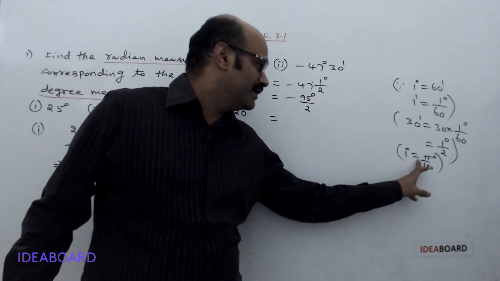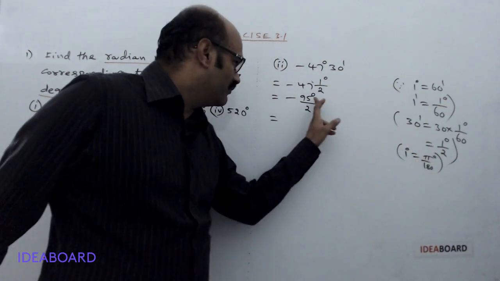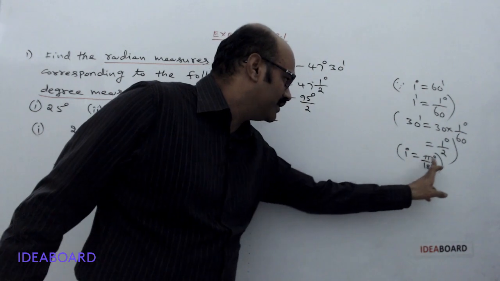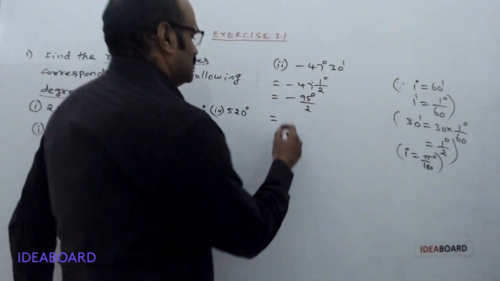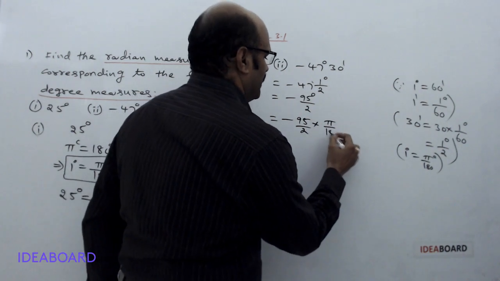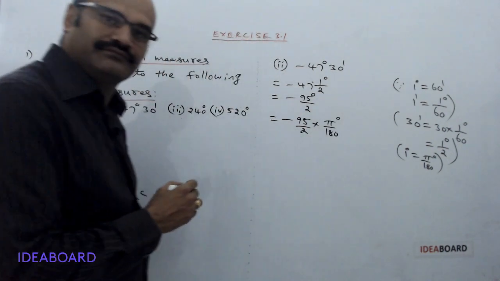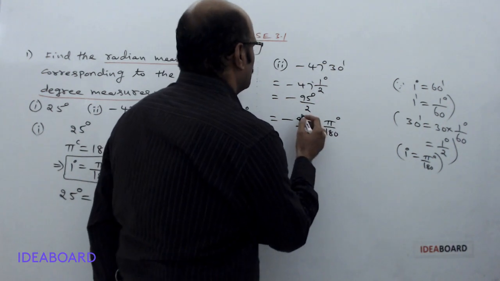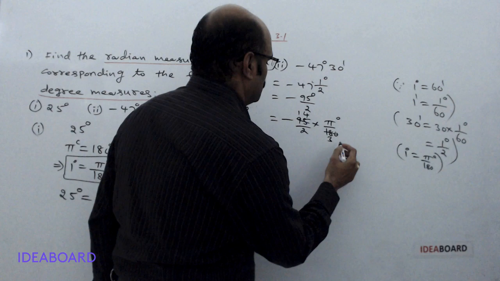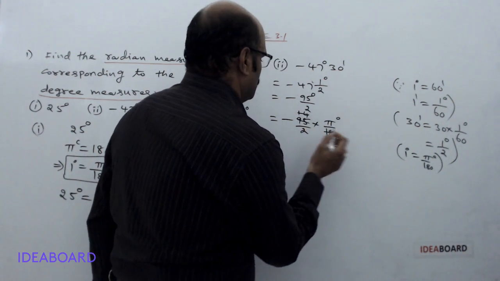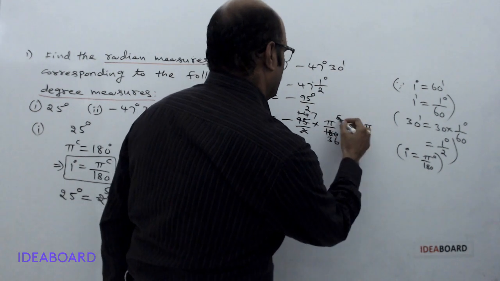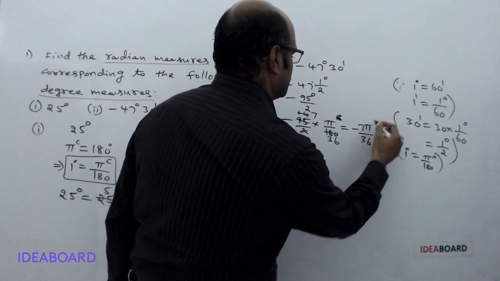So when you have 1 degree equal to pi by 180, now we have to write 95 by 2 degrees means 95 by 2 into pi by 180. So minus 95 by 2 into pi by 180, which is equal to 5 ones, 5 fours, 2 sevens, so equal to minus 7 pi by 36 radians.